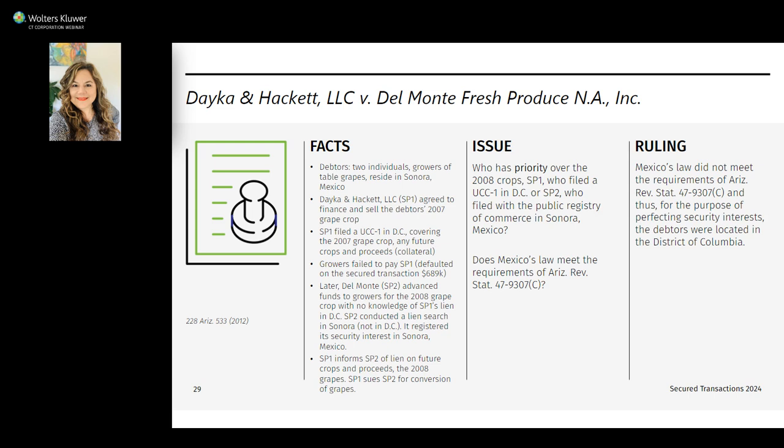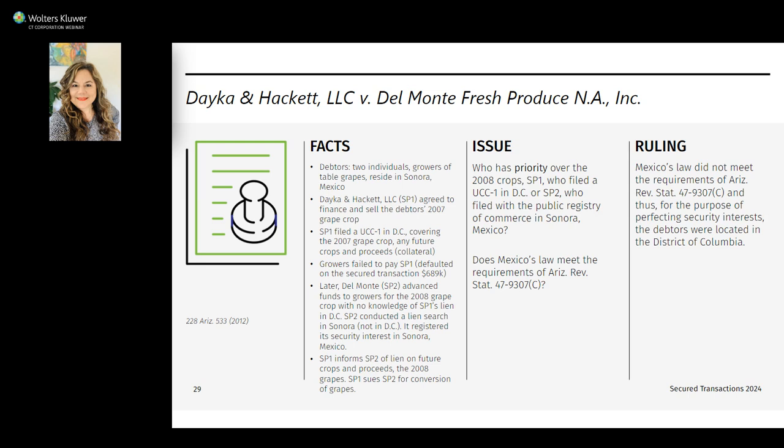They did a search in Sonora, Mexico, where the debtors were located or where they lived, and didn't find any liens, so they went ahead and filed through a registry system in Mexico that didn't meet the test discussed earlier. Secured Party 1, DACA, informed Del Monte, hey, those crops are ours, and the proceeds are ours. Please give us the grapes and the money back. And they said no, so DACA sued them for conversion.